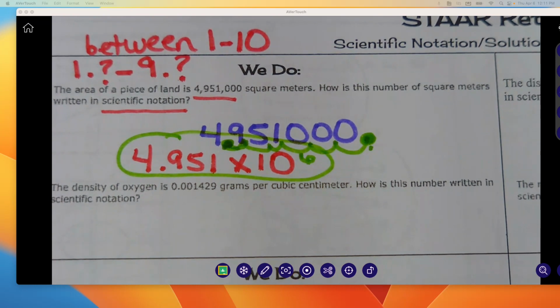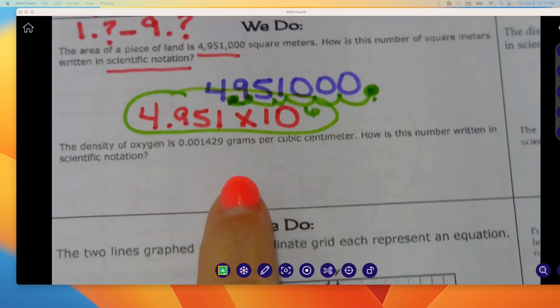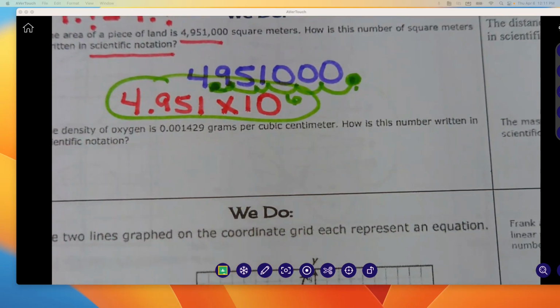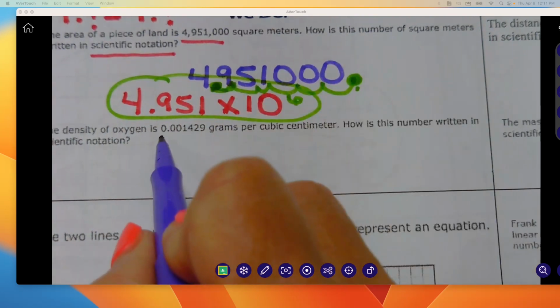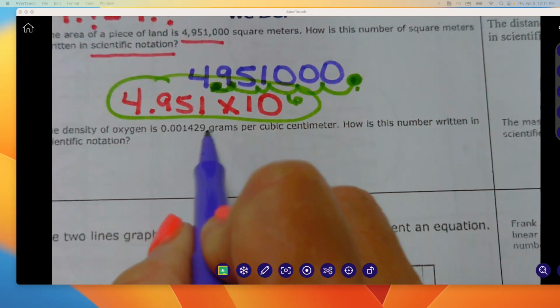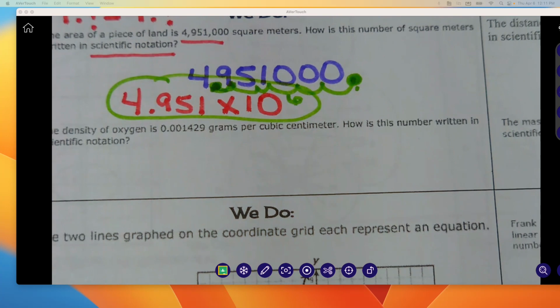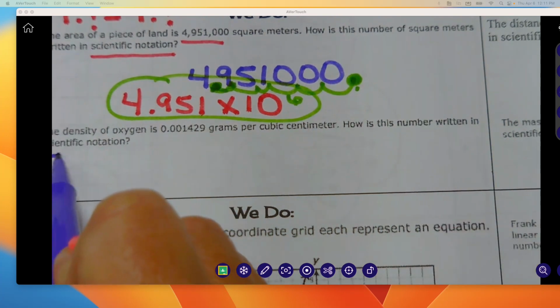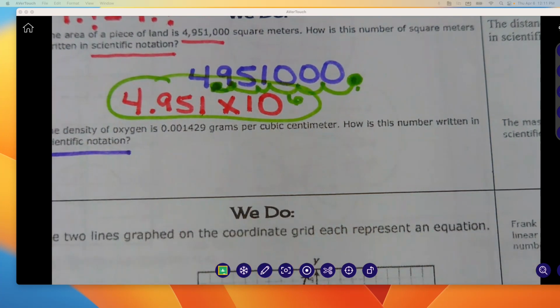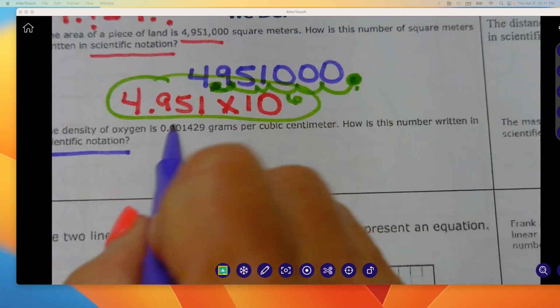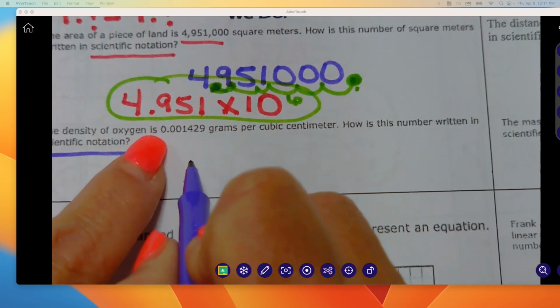Okay. Now, let's look at the next one. It says the density of oxygen is 0.001429 grams per cubic centimeter. They want to know how this is written in scientific notation. Again, to be written in scientific notation, your base number or that first number is going to be between 1 and 10. First thing I'm going to do is I'm going to carefully write this number.